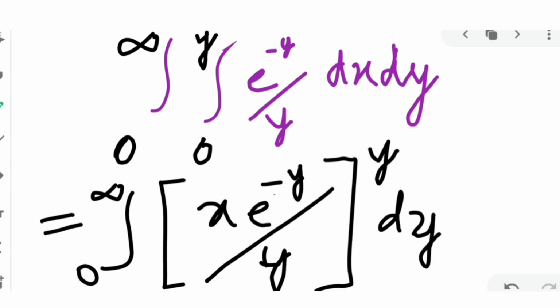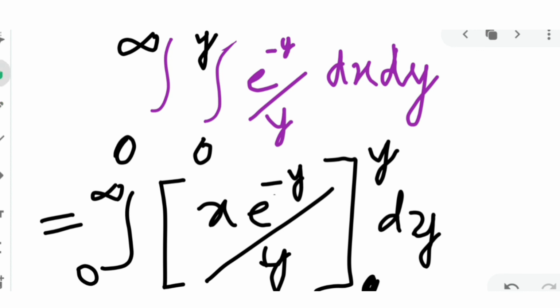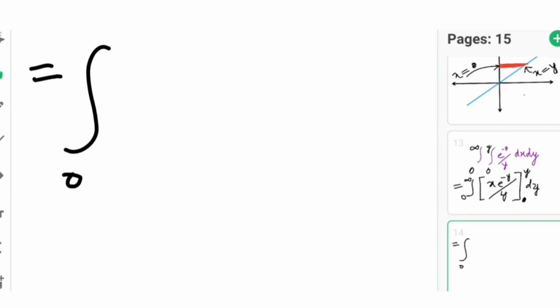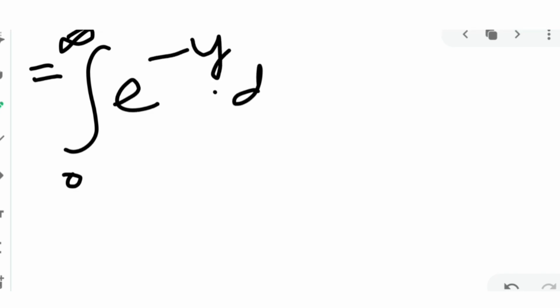Here in this step we have integrated with respect to dx. So e to the power minus y by y is constant, and the integration of dx is x. Then we will be integrating with respect to dy in the next slide. Sorry, now we will be putting the limits first. So after putting this limit 0 to y, we will be getting 0 to infinity e to the power minus y dy.